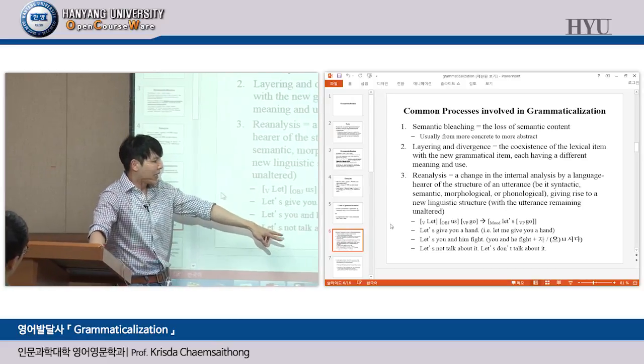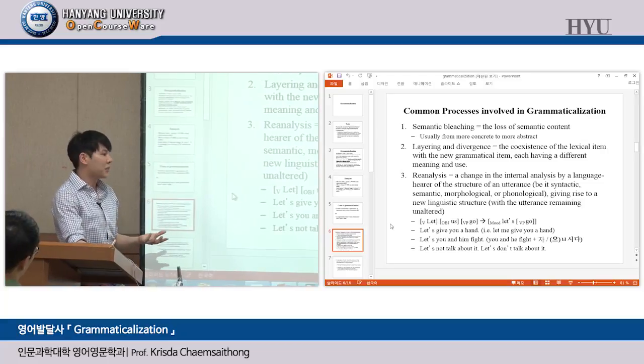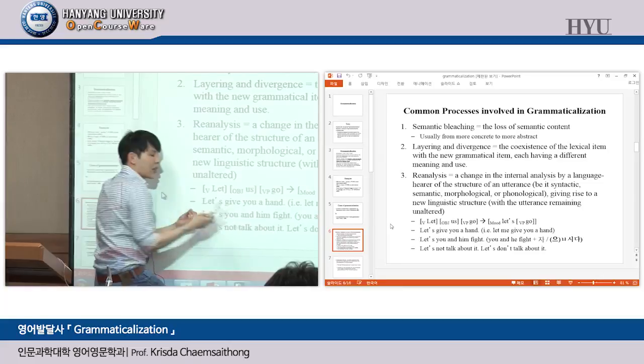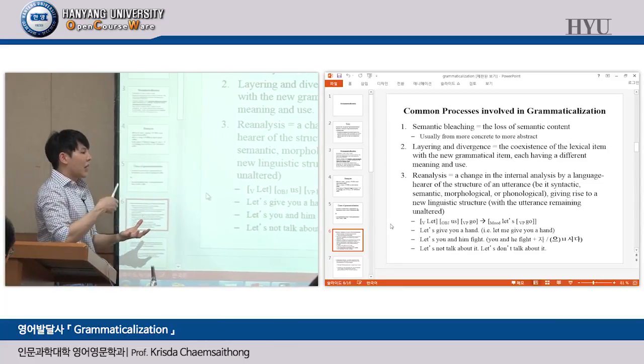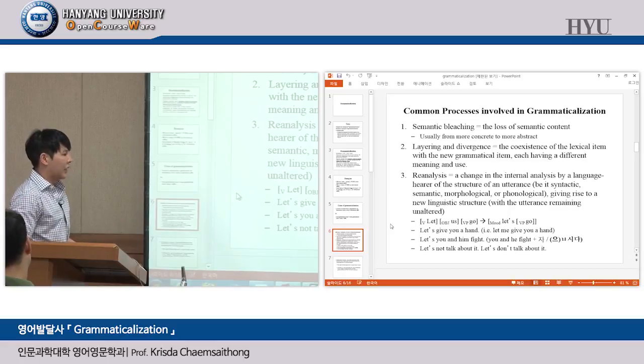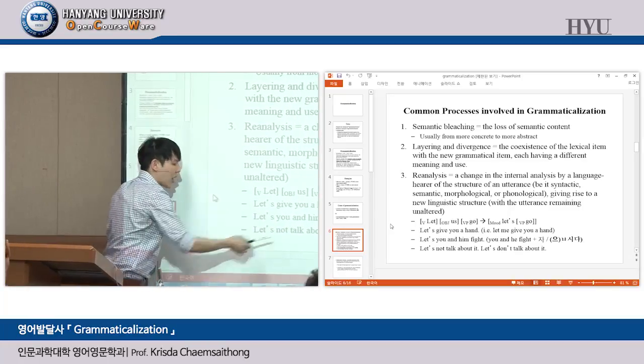Let's not talk about it. Let's don't talk about it. People say that these days, American people, British people say that these days. So again, it means that let's here is just a grammatical item that means I give you the support to do it, like that. That's why you can say let's don't do it or let's not talk about it, right?